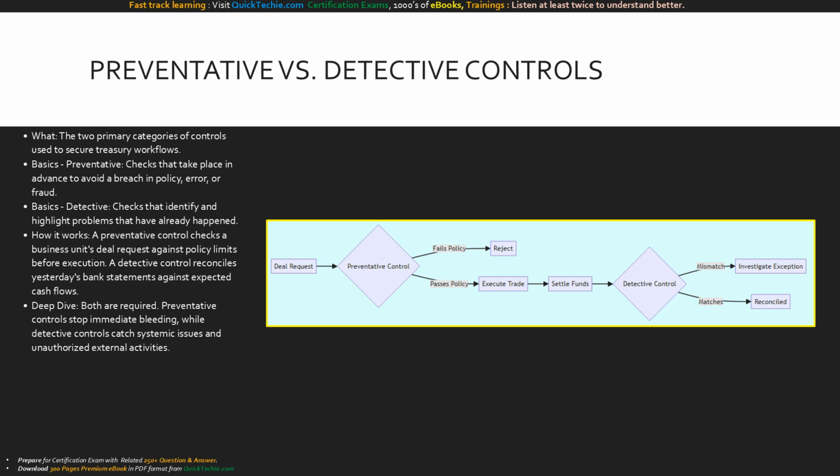But the process isn't over. Post-settlement, we hit the second diamond, the detective control. During morning reconciliation, if there is a mismatch between the bank statement and our ledger, it flags an investigation. If it matches, the item is officially reconciled. This ensures security at both the initiation and conclusion of every cash movement.